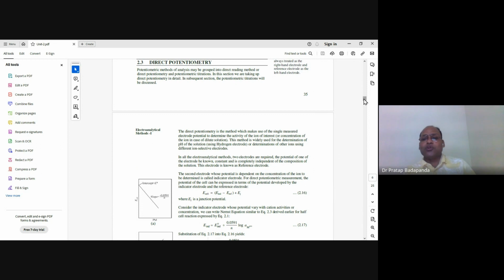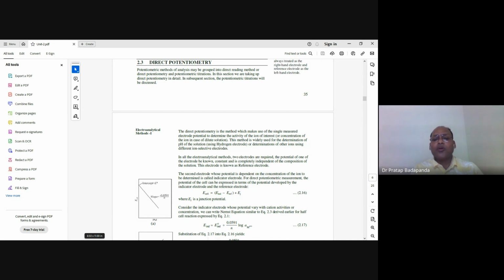This method is widely used for the determination of pH of a solution using the hydrogen electrode. The standard hydrogen electrode is platinum wrapped with platinum wire, placed inside a container, which will be supplied with hydrogen gas. On the basis of that it will be calculated. Okay. So determination of other ions uses different ion selective electrodes.